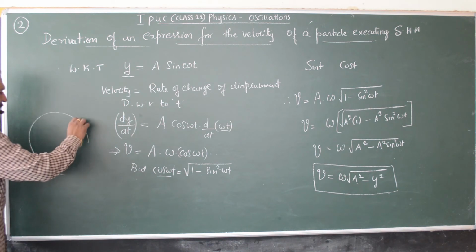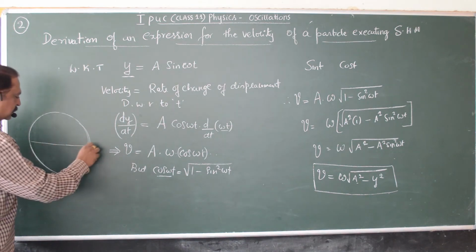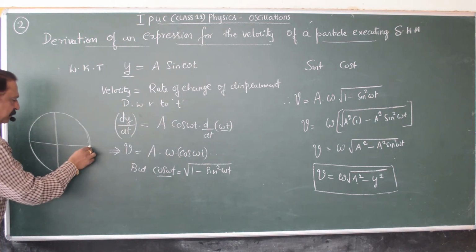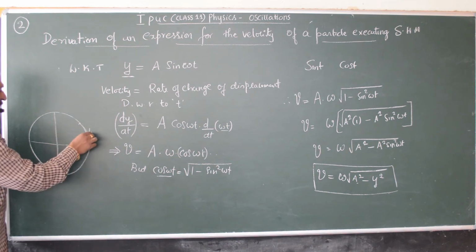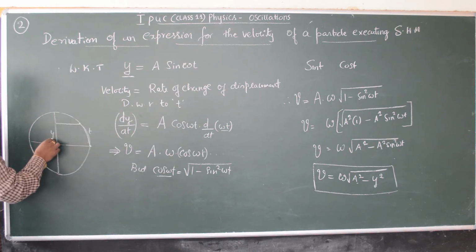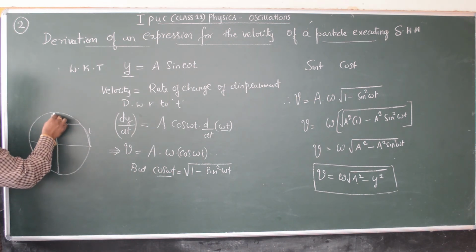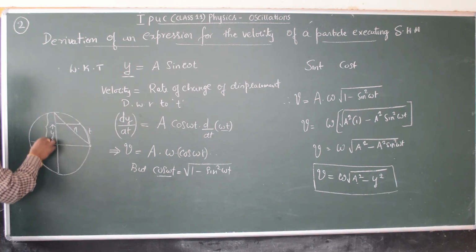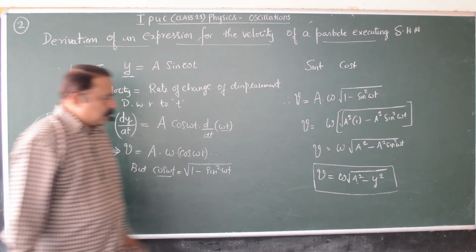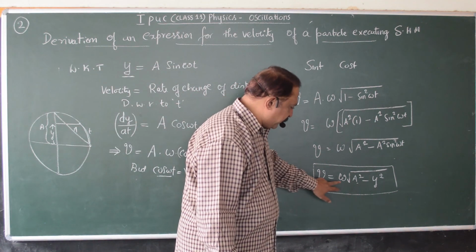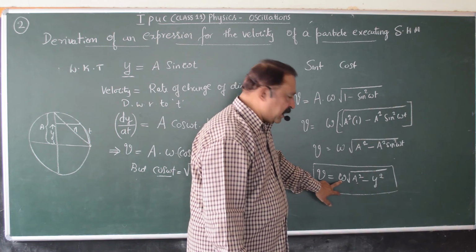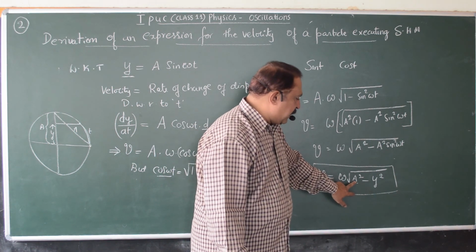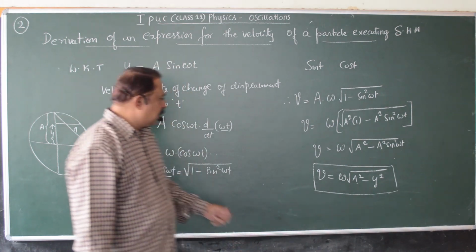If you remember this diagram, a particle executing simple harmonic motion, from the mean position, undergoes a displacement in t seconds. The displacement on the y-axis is y, and this is the radius, this is a. Maximum displacement is the amplitude. So here v is the velocity, omega is the angular velocity of the particle executing simple harmonic motion, a is the amplitude, and y is the displacement in t seconds.